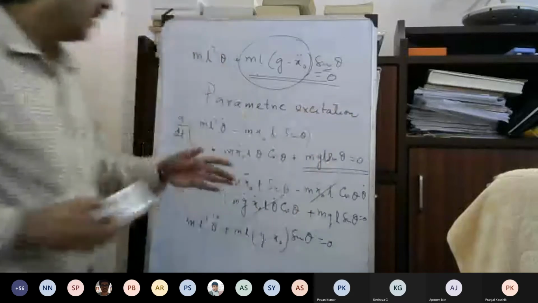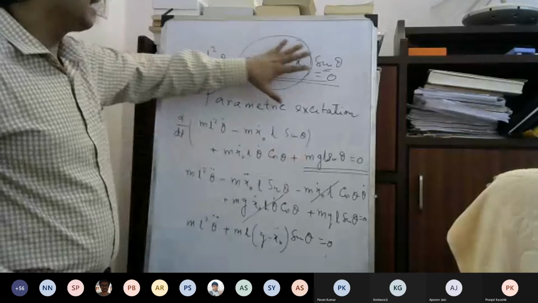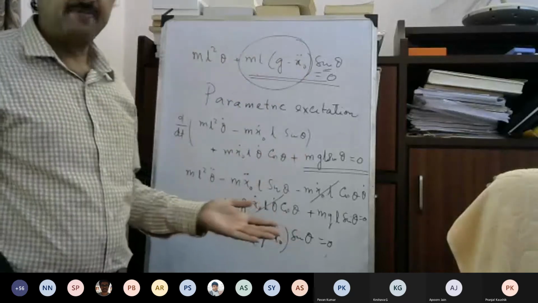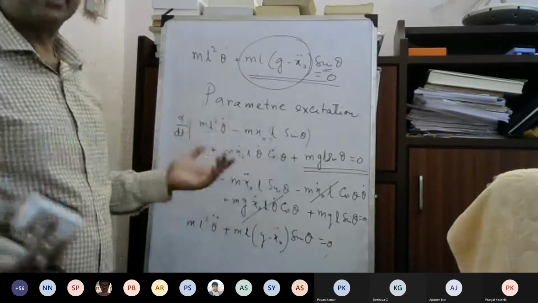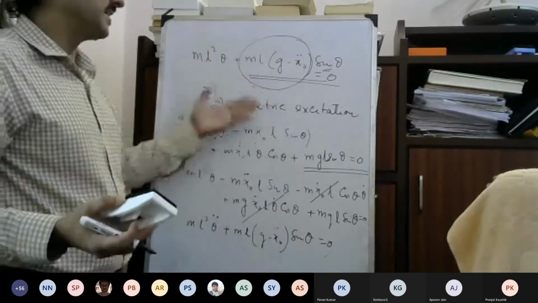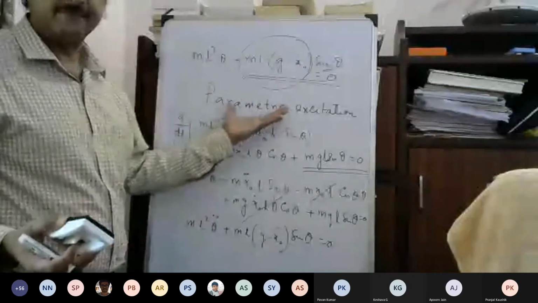I hope it is clear to you how this equation is different from the other types of excitation which we have studied, that is, the force excitation and the displacement excitation. It is a new kind of excitation which I call parametric excitation.